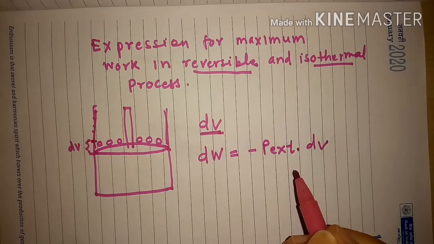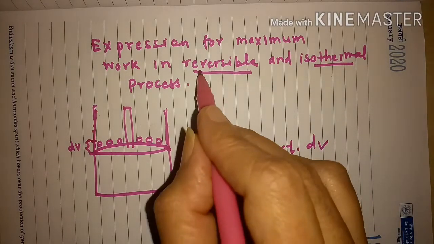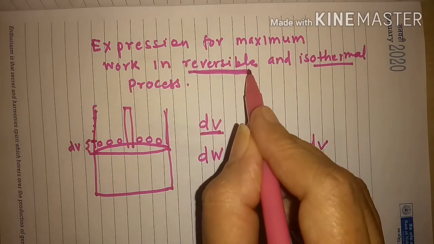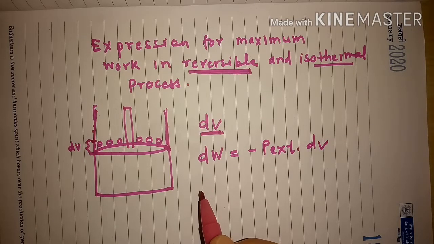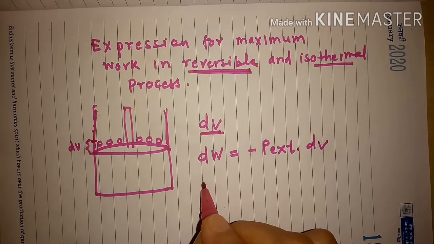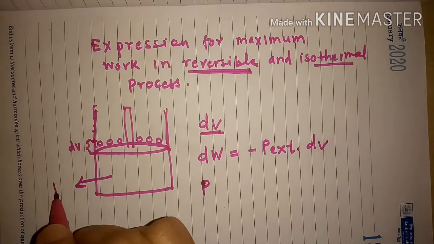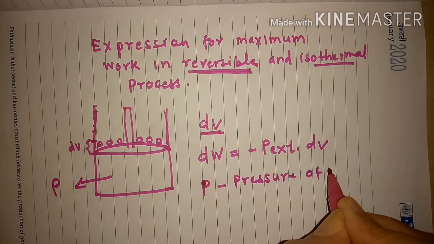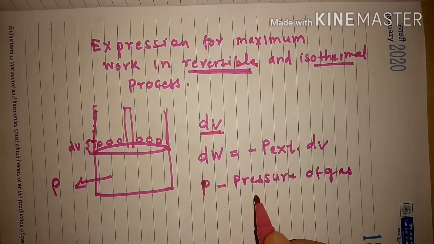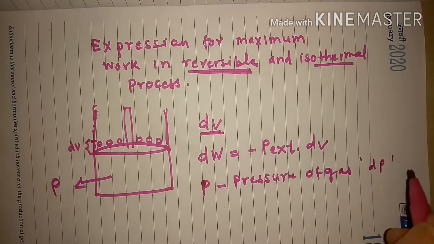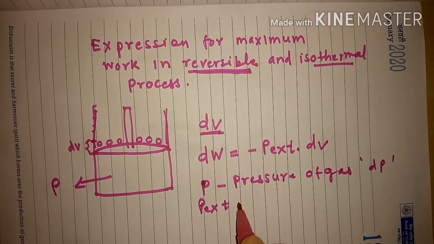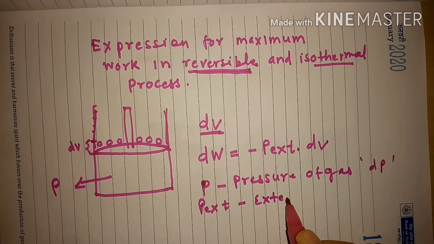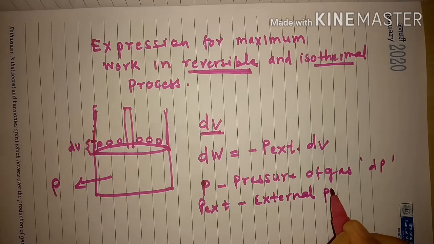Okay, so as the expansion is reversible, P is greater than the external pressure by a very small quantity, that is dP. So what is this P? P is the pressure of the gas, which is greater by a very small quantity dP than the external pressure, that is P external, the pressure which is applied on the gas.